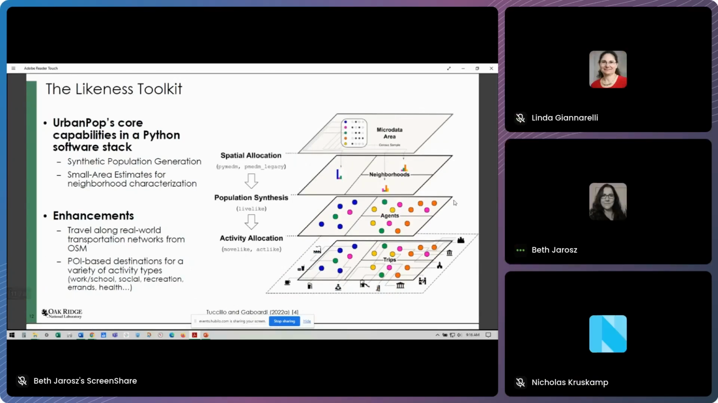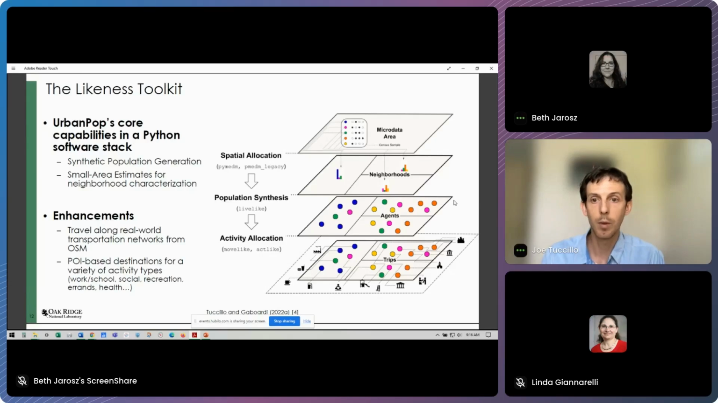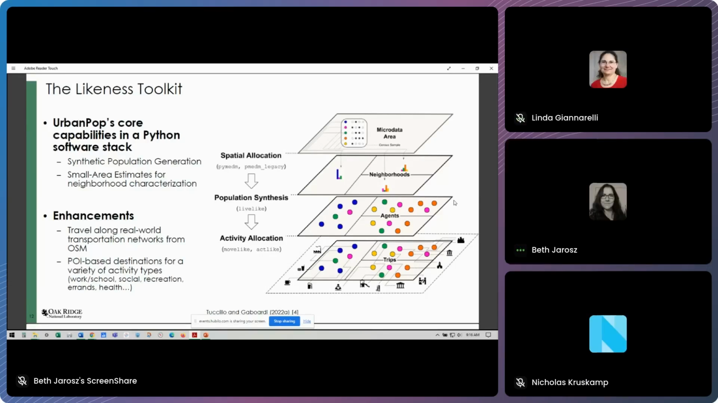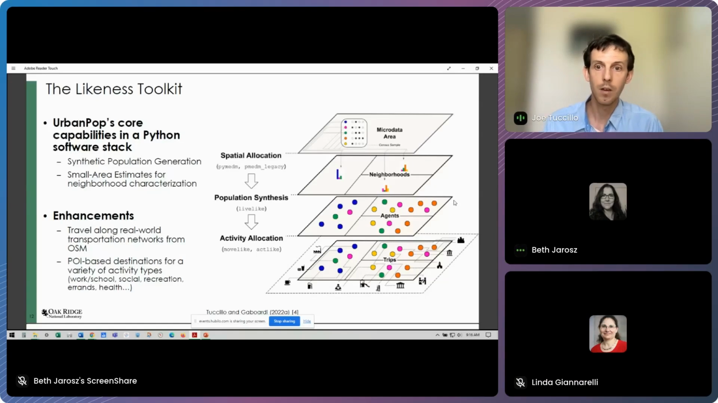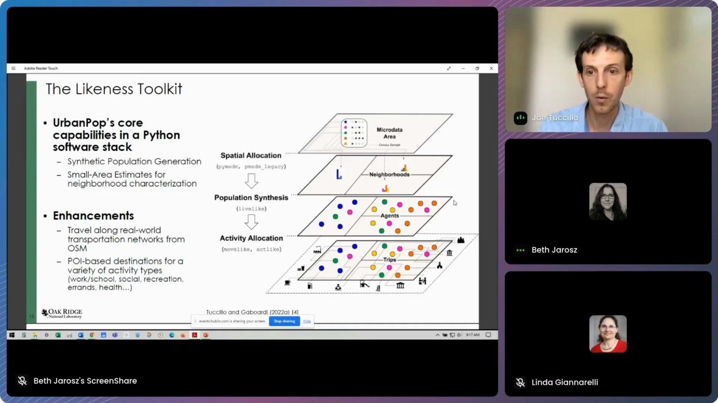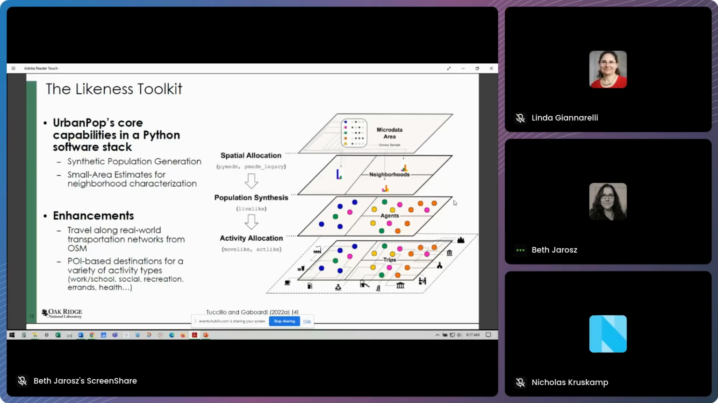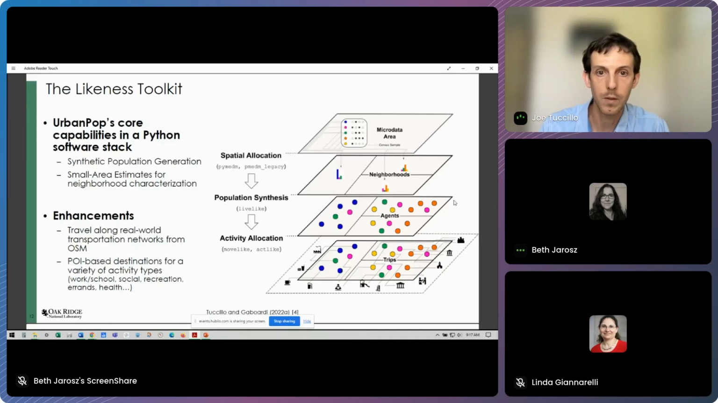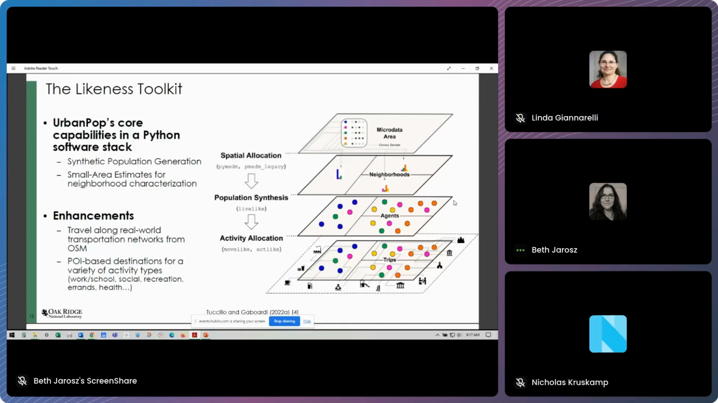So Likeness carries on these capabilities for synthetic population generation and small area estimation, and enhances them using real-world travel along transportation networks to a variety of essential activities, including work and school, as well as social, recreational, and health-seeking activities. On the right here, we have the core workflow diagram from Likeness, where just like in the previous slide, we start with public use microdata. We downscale it to small neighborhood areas, then generate agents and send them on trips to these essential activities.